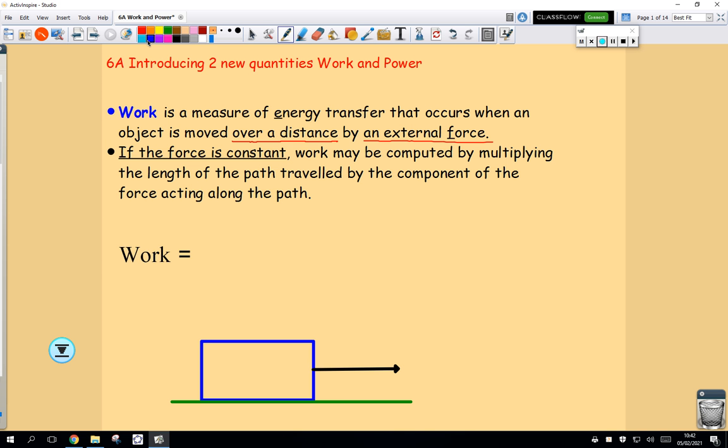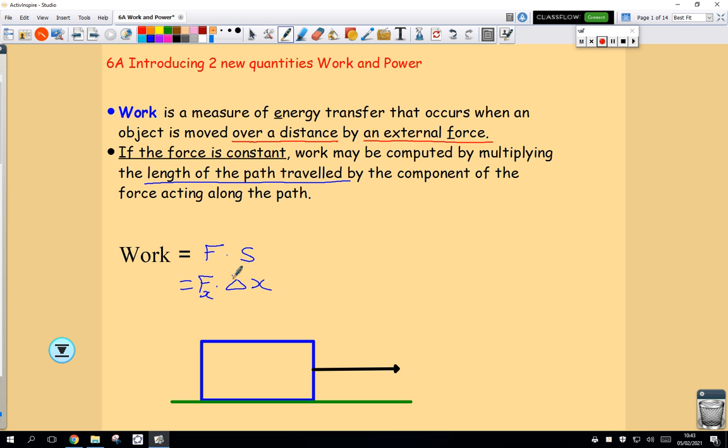So it can be computed by multiplying the length of the path followed, or the displacement, by the component of the force acting along that path. So it's force multiplied by displacement, or force multiplied by the change in position, if you like. And note the force along that direction. So you'll often see it written like this, F sub x times delta x. So it's the force in the direction of the displacement multiplied by the displacement.